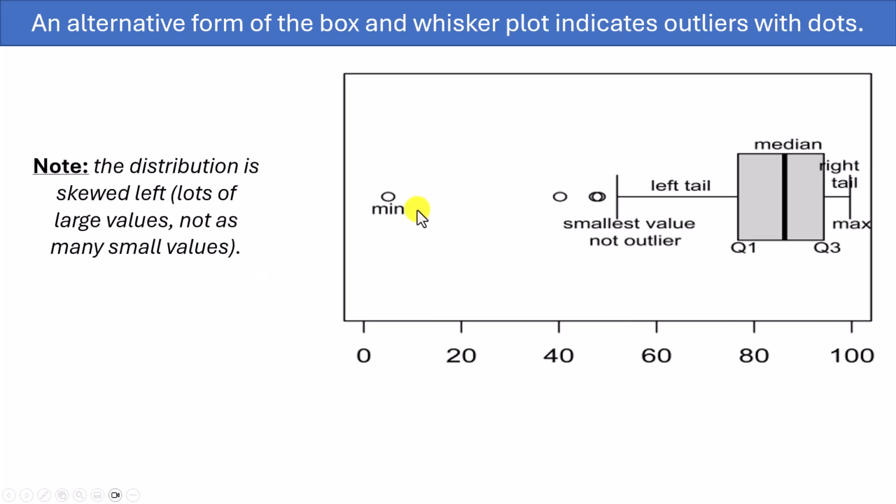Now, in this distribution, this is looking a little bit more left skewed or skewed left. We have most of our values kind of clumped towards the right hand of the distribution, and then we have a tail toward the left. So this could be described as a skewed left or left skewed distribution.